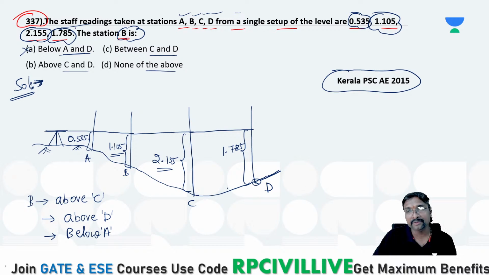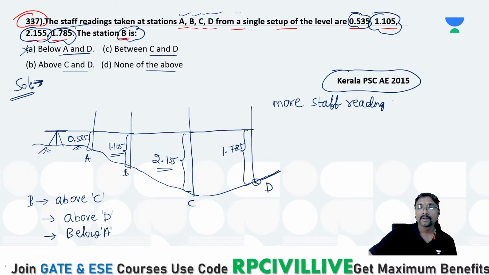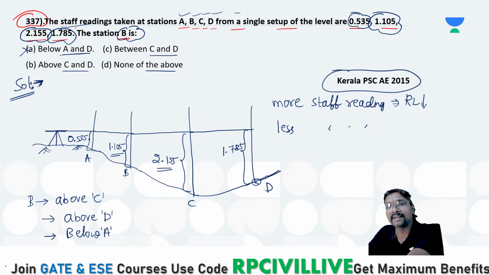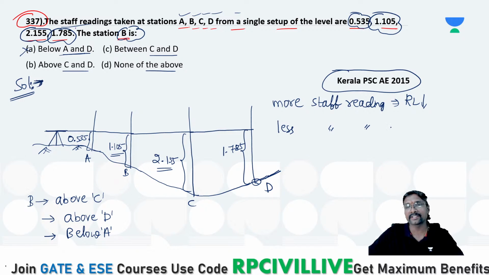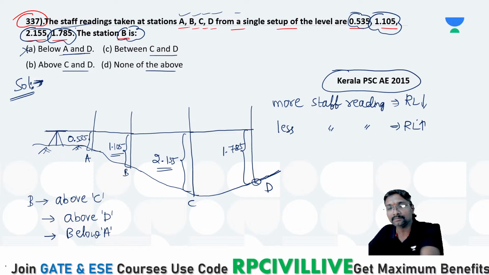Yes, we have to compare the readings, right? If you just observe, more staff reading means, what is the meaning of this more staff reading? More staff reading means the reduced level is lesser, right? Less staff reading means the reduced level is higher, okay, right?